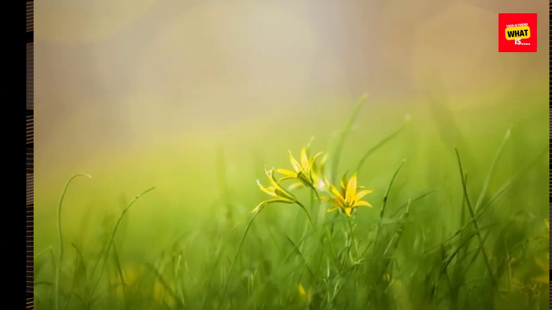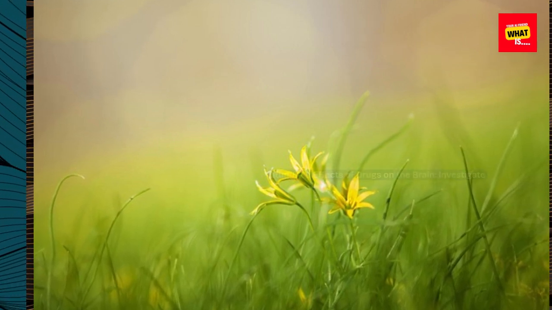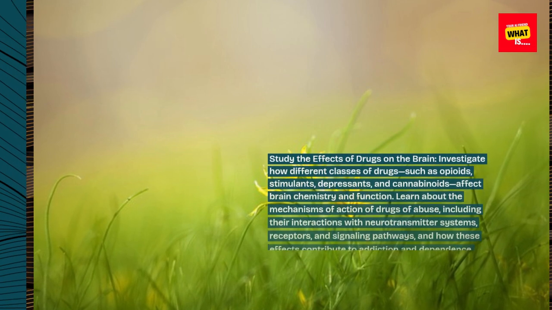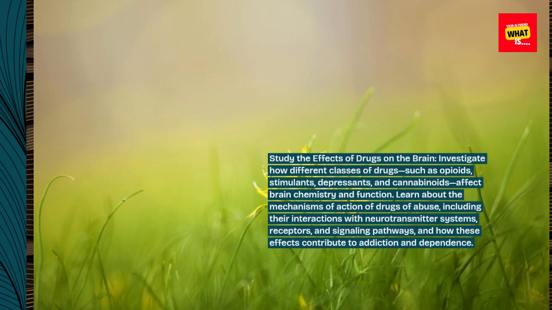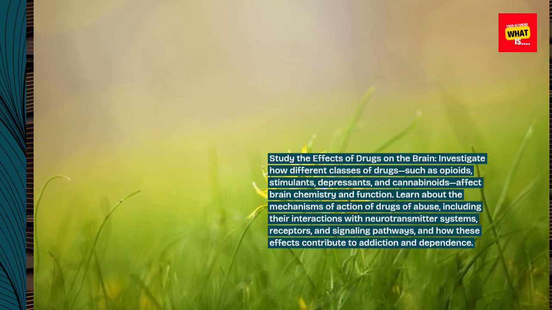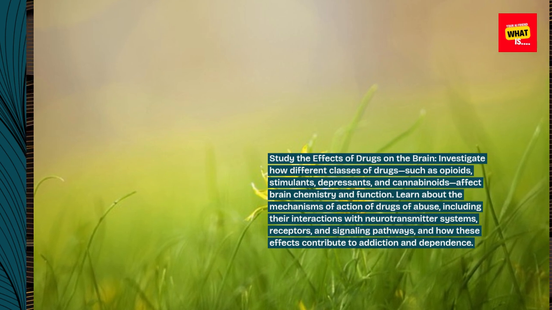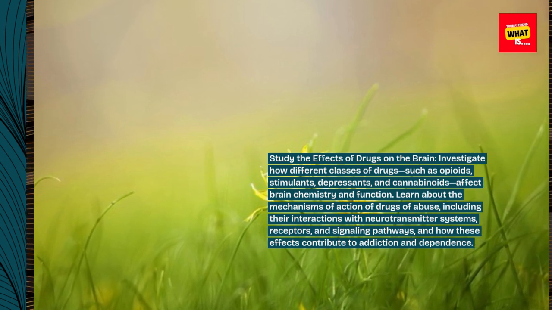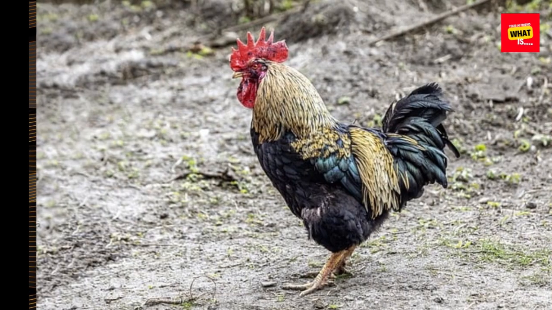Study the effects of drugs on the brain. Investigate how different classes of drugs, such as opioids, stimulants, depressants, and cannabinoids, affect brain chemistry and function. Learn about the mechanisms of action of drugs of abuse, including their interactions with neurotransmitter systems, receptors, and signaling pathways, and how these effects contribute to addiction and dependence.